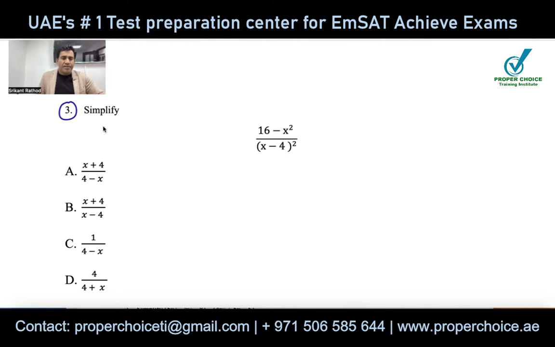Question number 3 here is simplify. This question is based on the polynomial identities. There are three major polynomial identities that every student must know when we are dealing with polynomials, and I must say those are the universal identities that we need for EmSAT. What are those? The first one is generally written as a plus b whole square. A plus b whole square can be written in two ways.